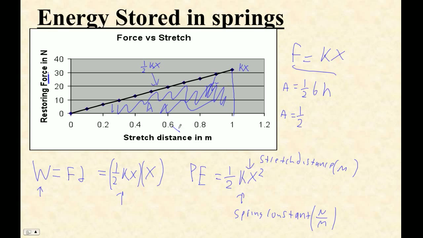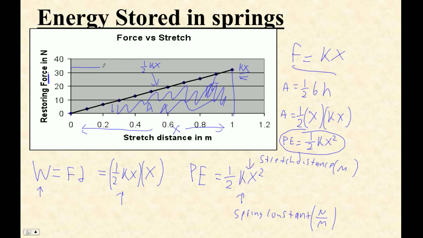So the area of this one is going to be 1/2. The base is just x, this is our x. And then the height is still kx. So again, the area, the work, is 1/2 kx squared. So that's another way to do this. And another way to do it is to just say, gee, the rectangle is kx times x, so this is 1/2 of kx times x. So many ways to do it, but that's our formula.